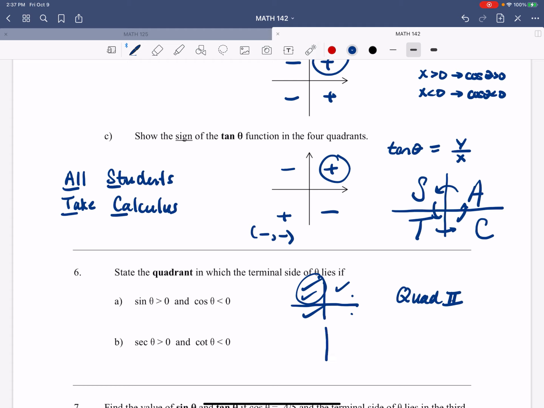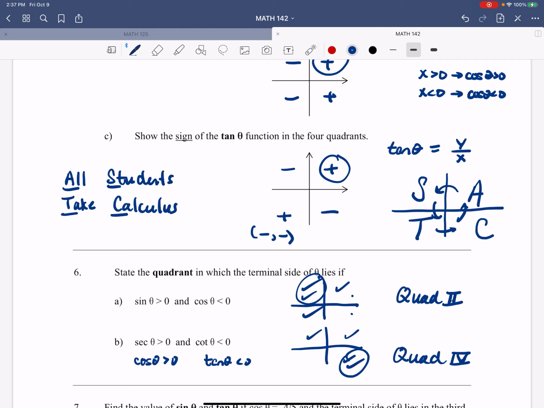Now looking at this next one, secant is positive, cotangent is negative. Well, remember, we don't really have that information sitting there, but we do know that secant and cosine will be the same as far as signs go because they're reciprocals. So saying that secant is positive is equivalent to saying cosine is positive. So if cosine is positive, we know we're in either quadrant 1 or 4. If tangent is negative, well, it's positive in 1 and 3, so it's negative in 2 and 4. We must be in quadrant 4.